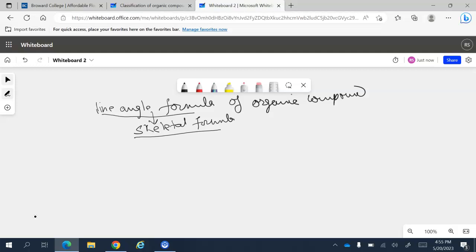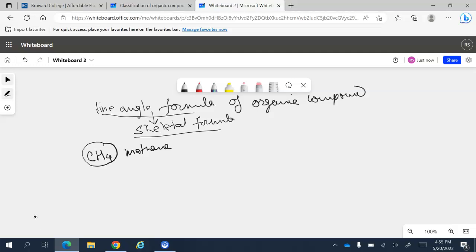So, for example, take one of the simplest hydrocarbons, methane. This is the condensed formula for methane. We cannot do much with this because there is only one carbon. We cannot represent this by using the line angle formula. So the methane formula is CH4.